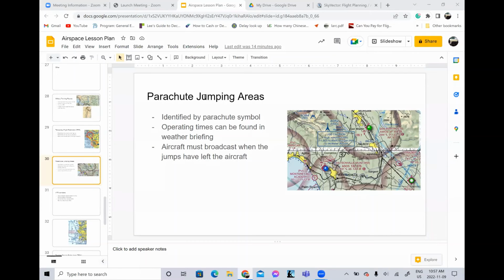Parachute jumping areas, as the name says, are just areas where people are jumping out of aircraft and parachuting down. And the reason for having these symbols is to let pilots know to watch out for skydivers. And the aircraft that's doing the parachute jump is required to broadcast to ATC as well as the Common Traffic Advisory Frequency when the jump is taking place. So something you hear if you're listening to NorCal or the local control is "jumpers away in 5 minutes."